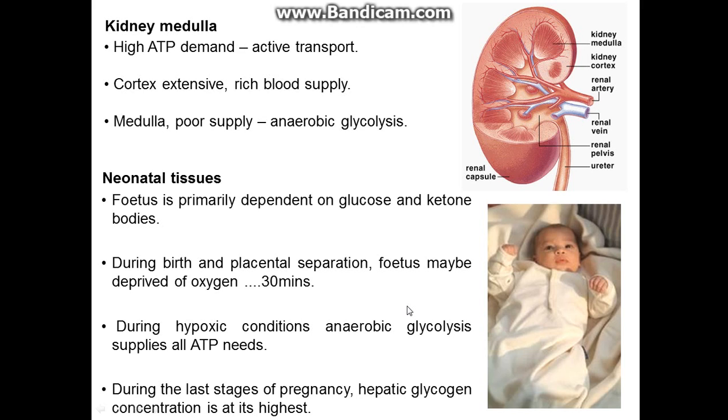And during the last stage of pregnancy, hepatic glycogen concentration is actually at its highest in the liver, so it allows for the release of lots of energy from the liver into the bloodstream during birth to maintain this anaerobic glycolysis that they need.